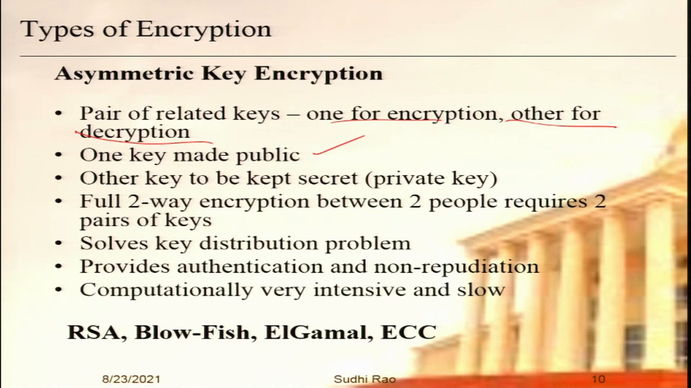So if I want to send you a message, I use your public key, encrypt it, and send it to you, and only you can decrypt it. To respond, you use my public key and send a message to me, and only I have the private key, nobody else. So we can safely communicate. And it solves the most important problem of key distribution. It also provides for authentication and non-repudiation.